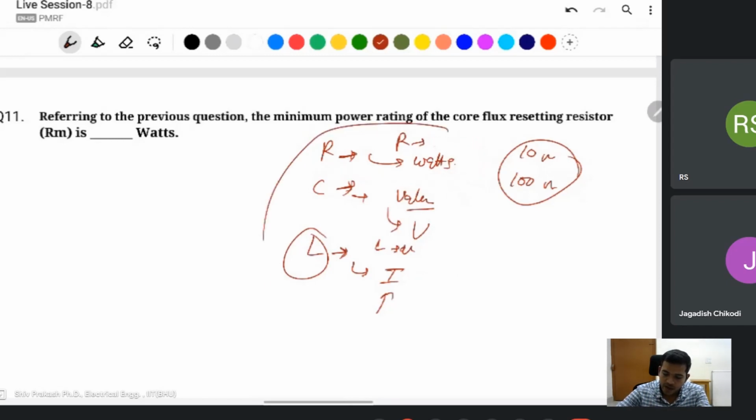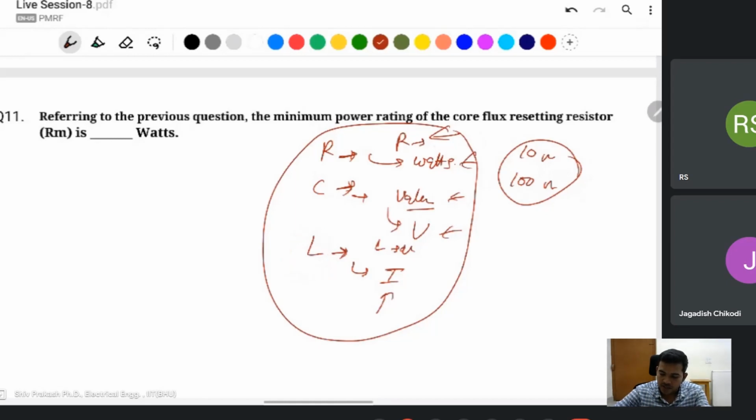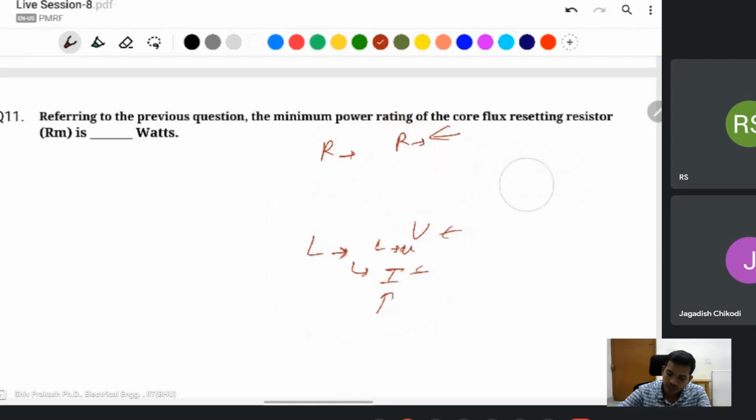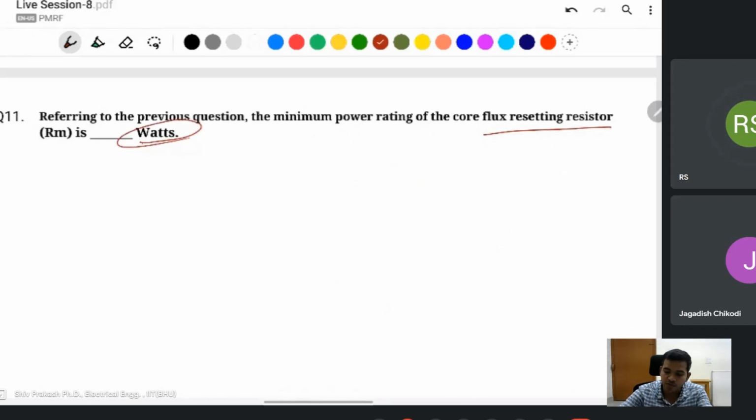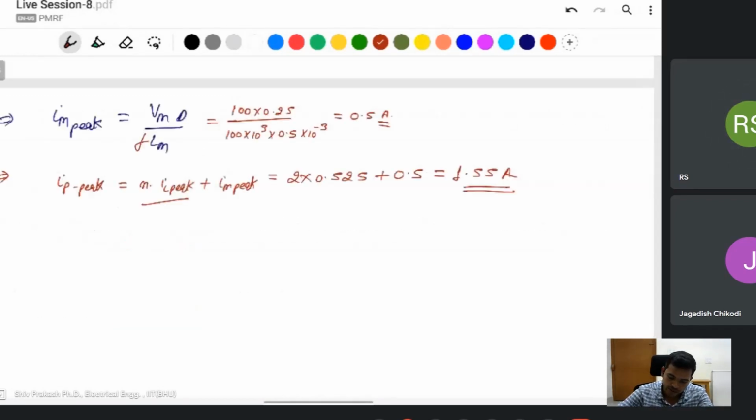A resistor is defined by its resistance value and wattage. A capacitor is defined by its value and voltage range. An inductor is defined by its inductance value and the current flowing through it. That's why it asks about the resetting resistance wattage value. What is the wattage of the resistor you use in the resetting winding? This one.